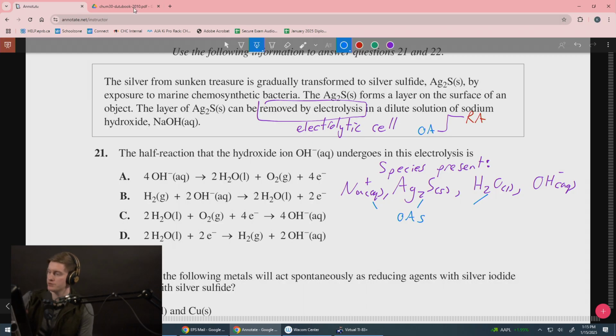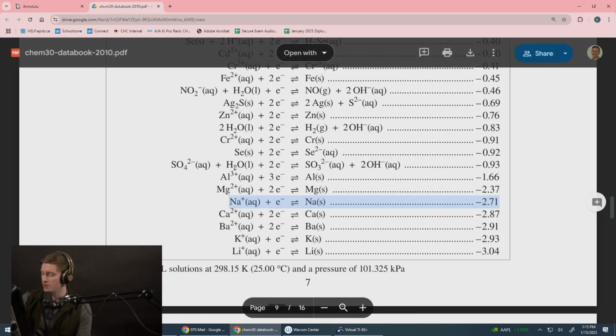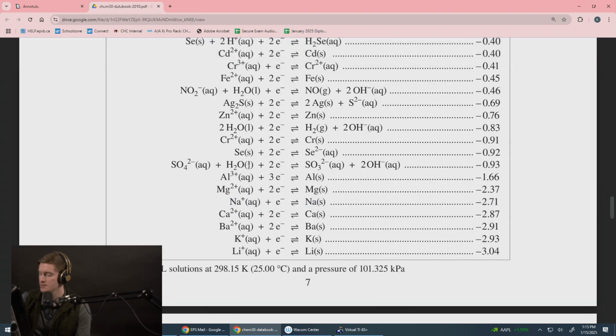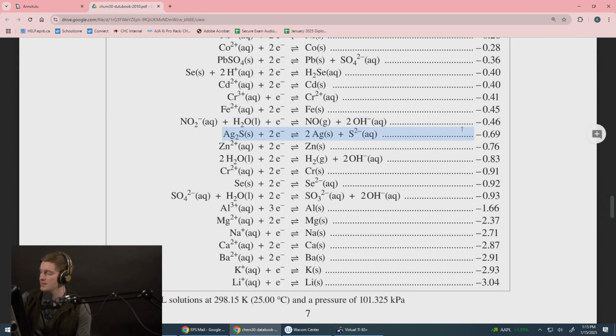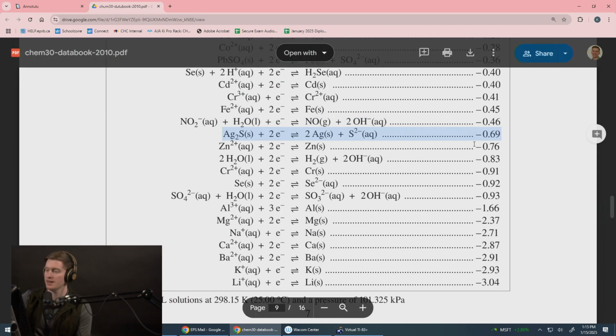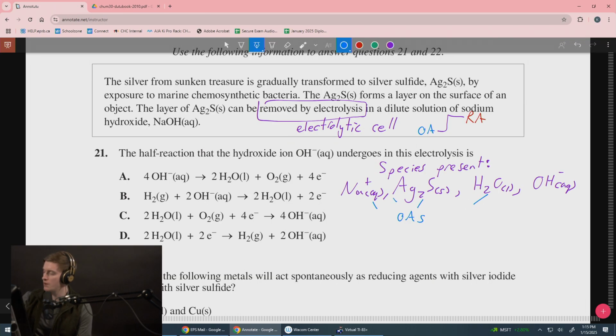But of those three, our strongest oxidizing agent is our silver sulfide because it is the highest on the left. So this is our strongest oxidizing agent, which means that our reduction half reaction will happen with this.